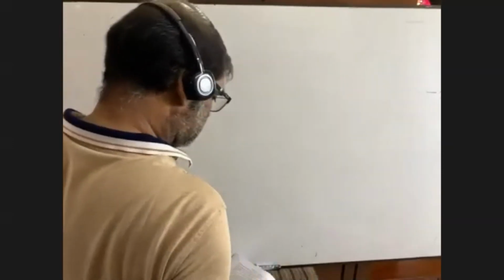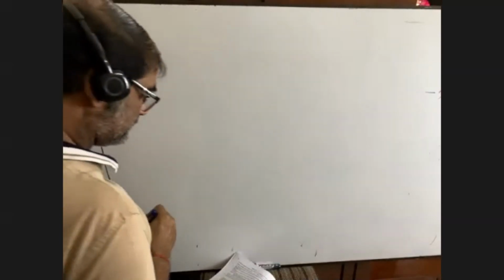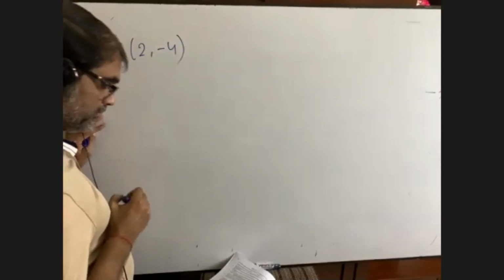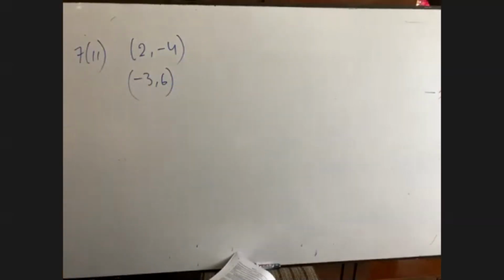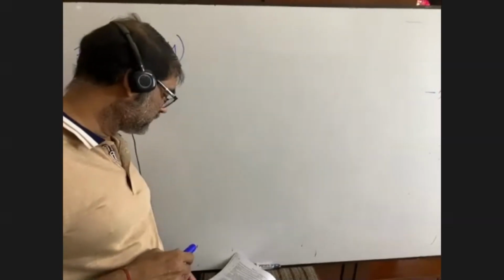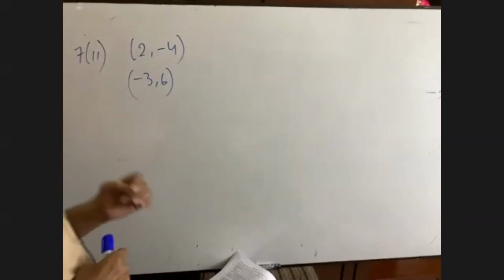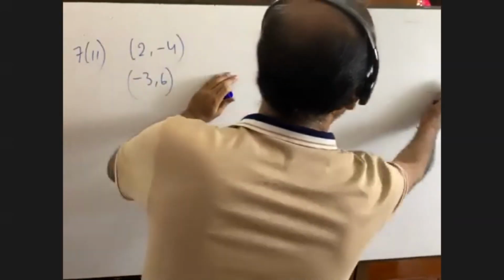Now going to the next question. Find the ratios in which, same question. Now, will you do or I will do? Points are given (2, minus 4) and (minus 3, 6). Same question. The question is, you have to find the ratio. It is not given as a point of trisection. You have to find the ratio. Okay, let's do the math because it is a little bit different from the previous one.